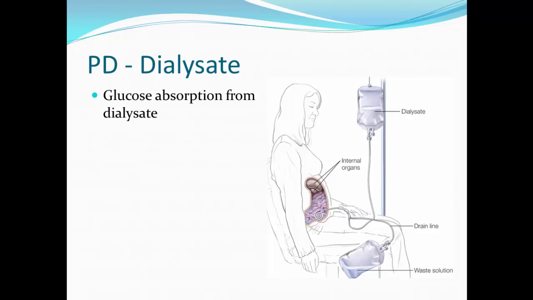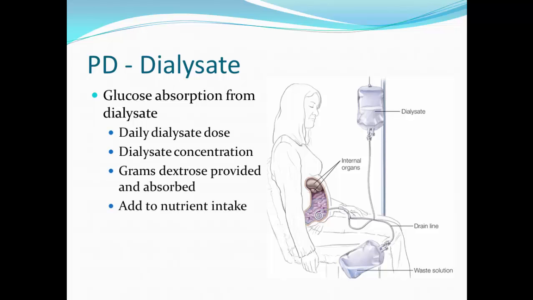One thing that must be specifically calculated for nutrient intake in peritoneal dialysis patients is the glucose that's provided by the dialysate. Glucose is absorbed from the dialysate and does contribute to the patient's calorie intake. In order to calculate, you must know the daily dialysate dose the patient is receiving, the dialysate concentration, and the grams of dextrose that are provided and absorbed. All of this must be added to the nutrient intake section of your nutrition assessment.